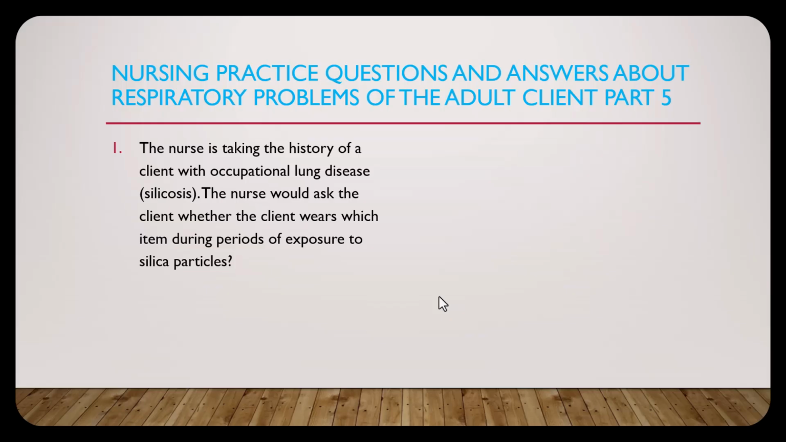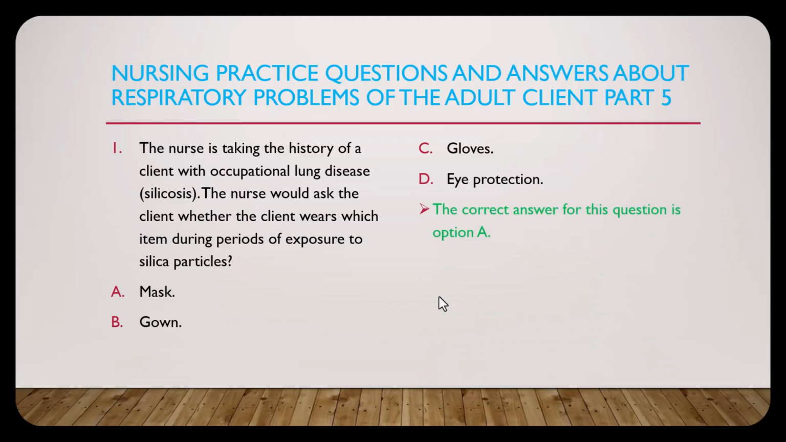The nurse is taking the history of a client with occupational lung disease. The nurse will ask the client whether the client wears which item during periods of exposure to silica particles. So these are the options. Option A, mask. Option B, gown. Option C, gloves. Option D, eye protection.